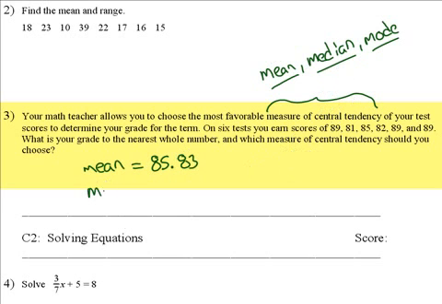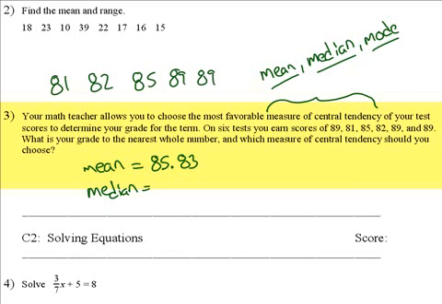The median is the middle number in the list. So I need to put this list in order. So let's see, I have an 81, I have an 82, I have an 85, and I have 3 89s. So if I look for the middle number out of 6 numbers, the middle is actually between 85 and 89. So I need to find the average of 85 and 89, just add 85 and 89 together and divide by 2, and what I got was 87. So right now the median's a better way to go than the mean.